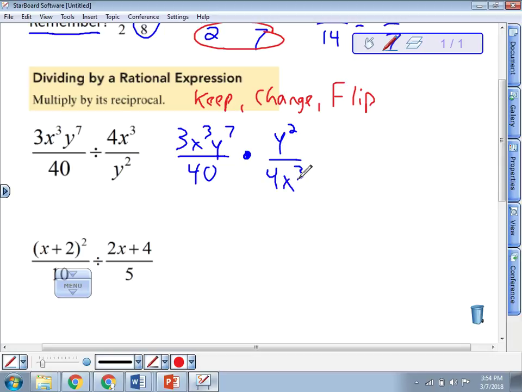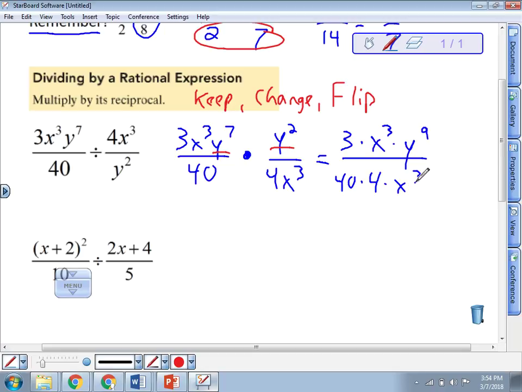And then all we simply do is multiply across: numerator times numerator, denominator times denominator. So this is going to equal 3 times, numbers first, x to the third times, now I'm going to combine the y's. I've got a y to the seventh and a y squared. When we multiply the same base, we add the exponents. So that's y to the ninth. On the bottom, we're going to have 40 times 4 times x to the third.